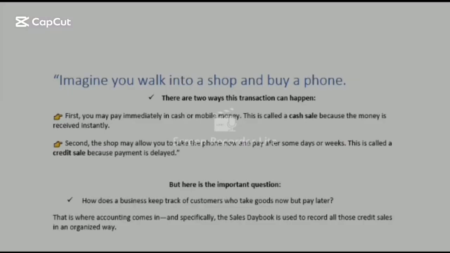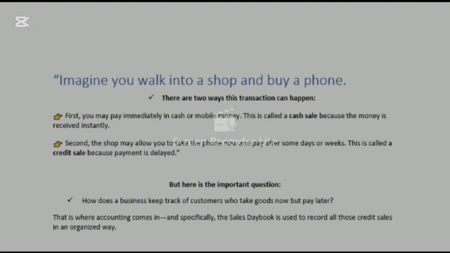Imagine when you want to buy a phone and you go in the shop to buy the phone. First, you can pay for that phone directly in cash or bank, that is a cash sale, because the cash is received immediately. Secondly, you can promise the supplier or creditor that you will pay later. That is a credit transaction.